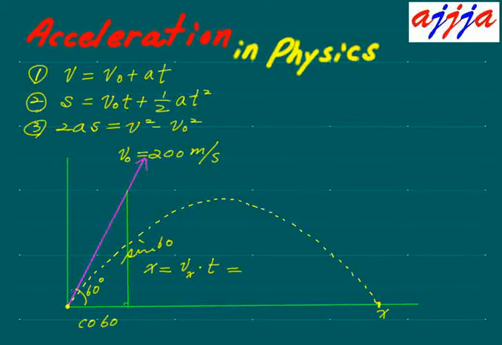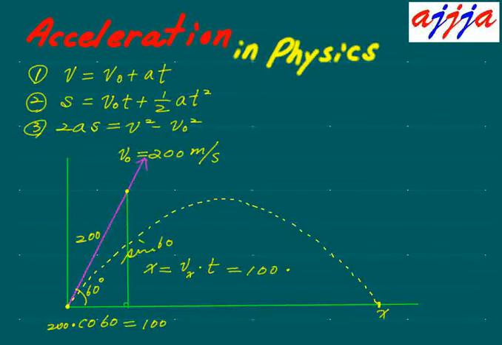So from this origin to this point is 200. This is cosine 60. What's cosine 60? That's a half. So 200 times cosine 60, which is half, is 100. This one right here, vx, is 100.